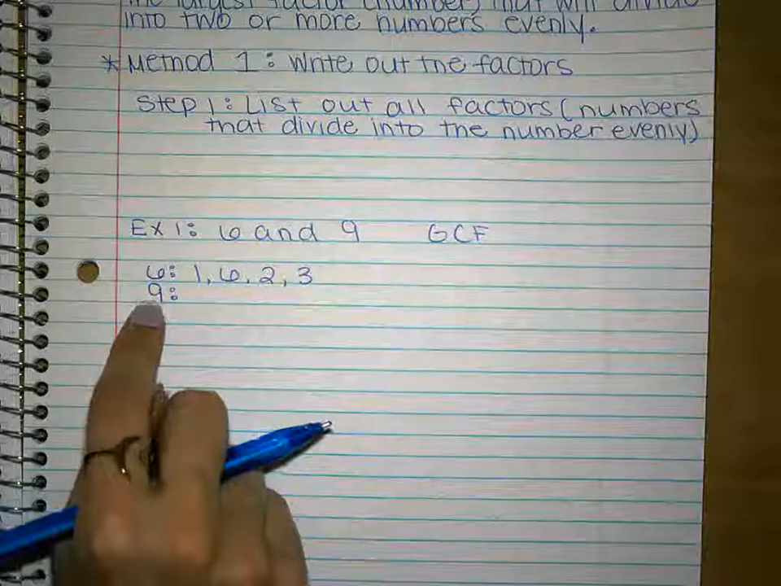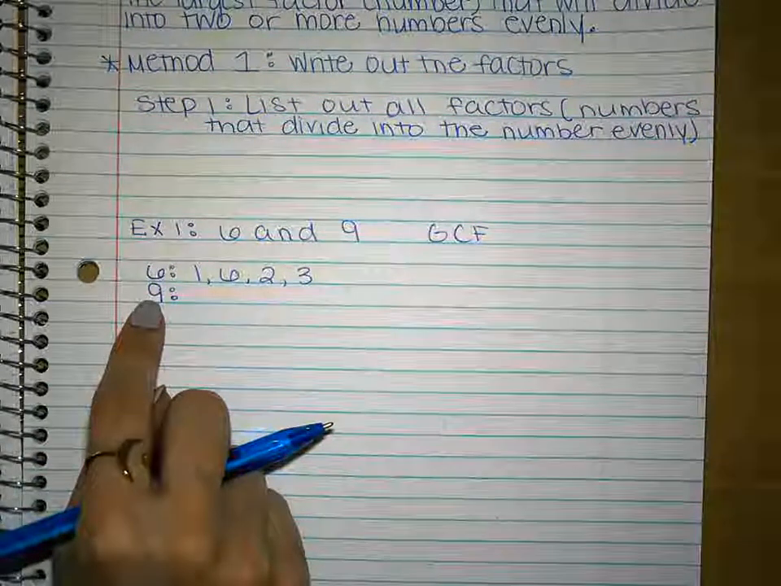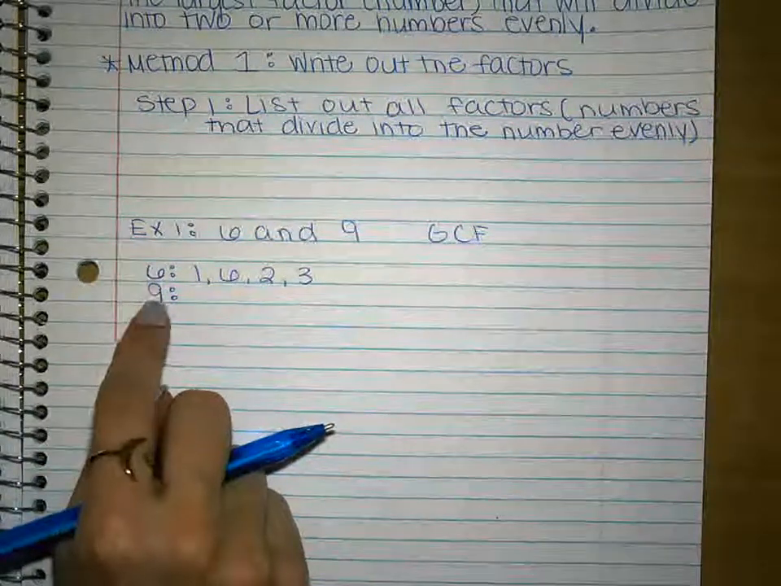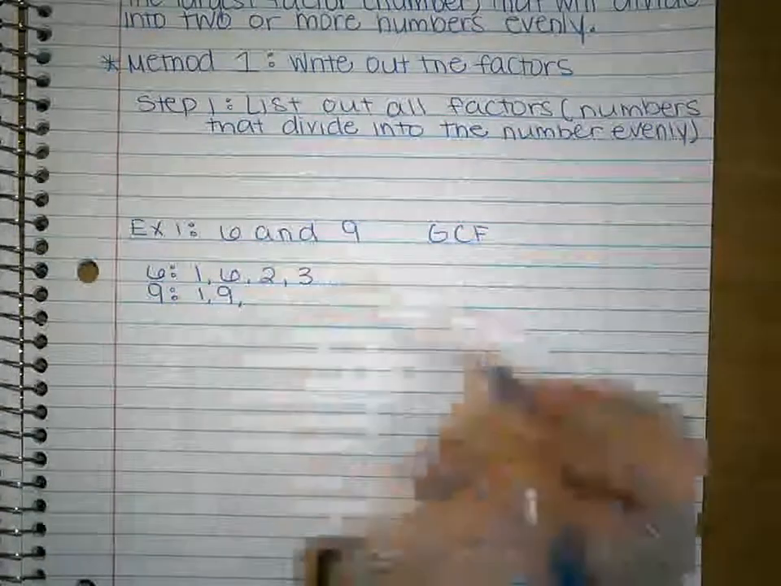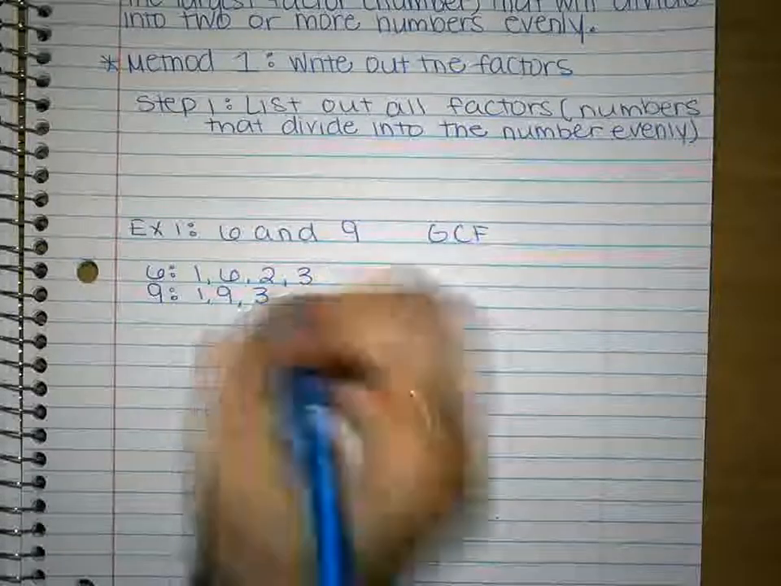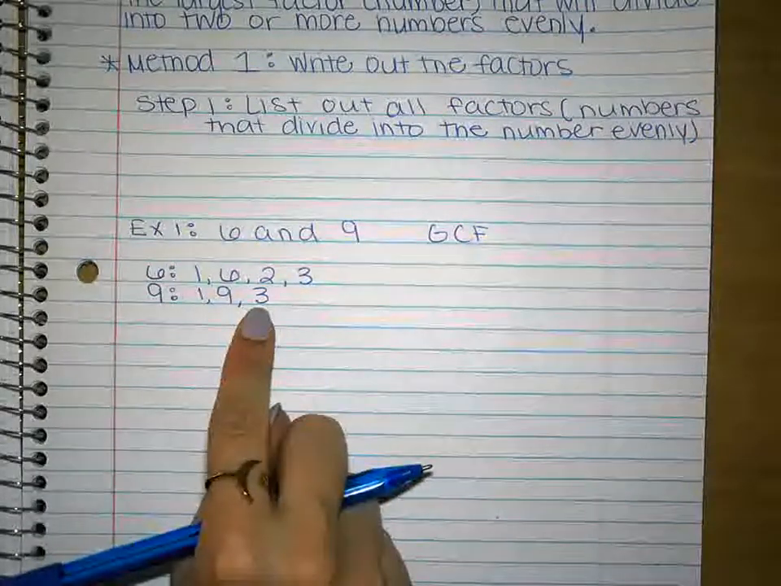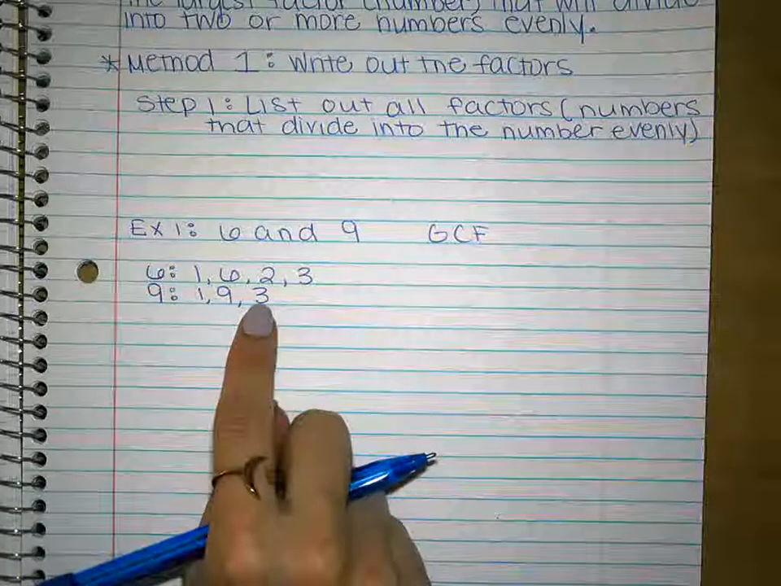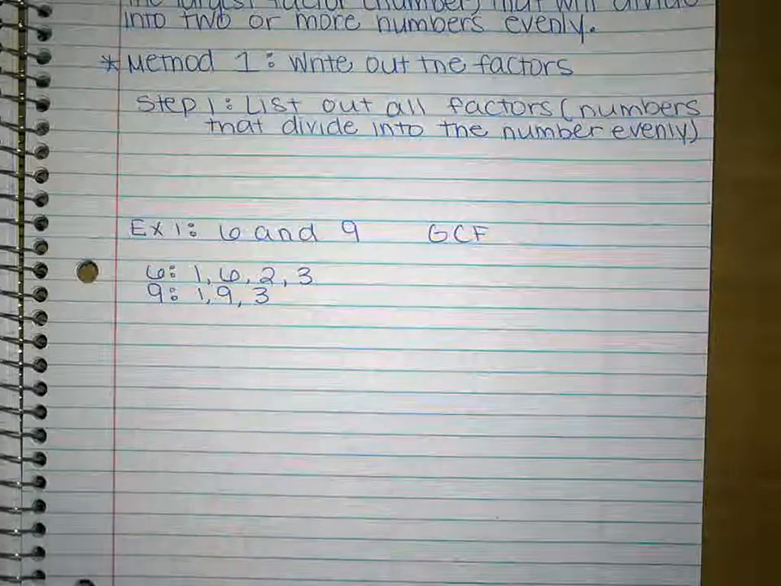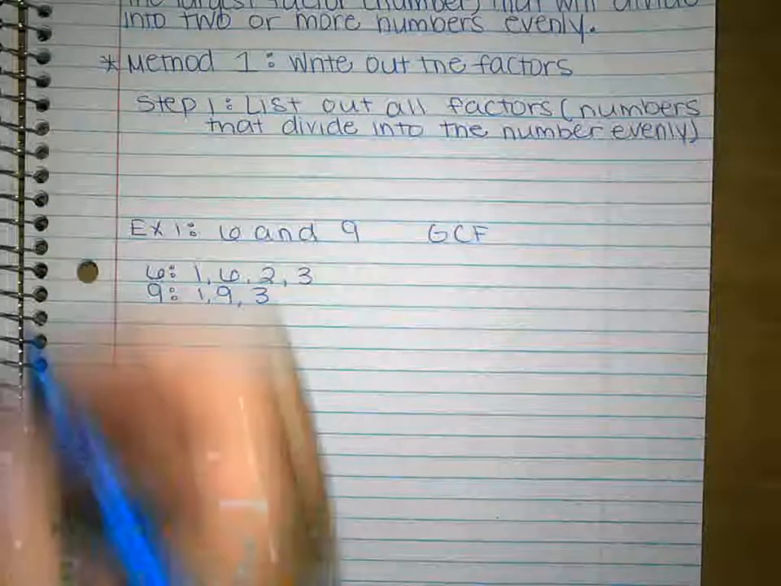With 9, I do the same thing. What are the numbers that multiply together to get me to 9? Well, I know 1 times 9, and I know 3 times 3. Now, because it's 3 times 3, I'm only going to write 1 3. I'm not going to write 2. I don't need to repeat that 3, so I'm only going to write 1 3. And then I look at these numbers.